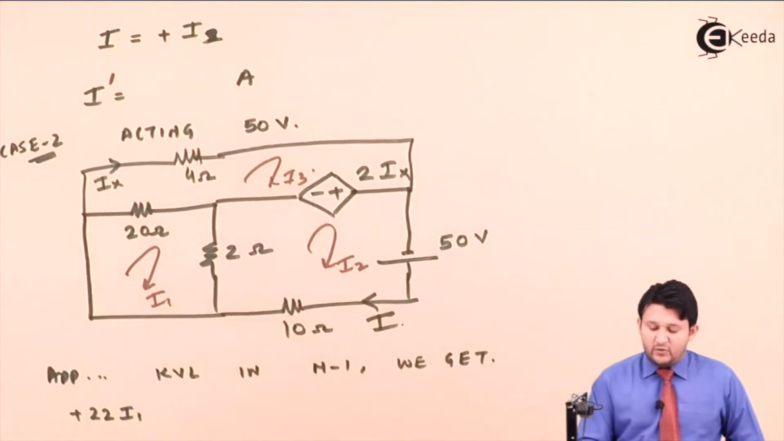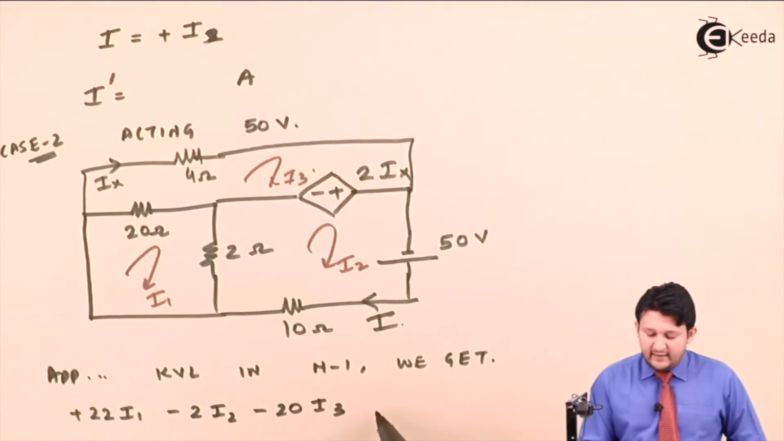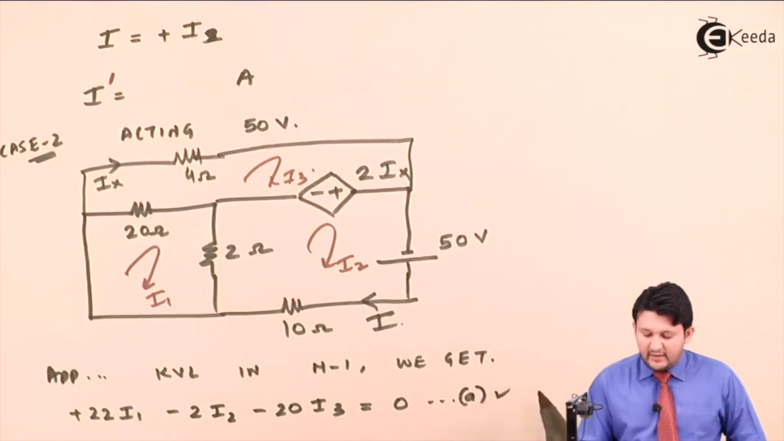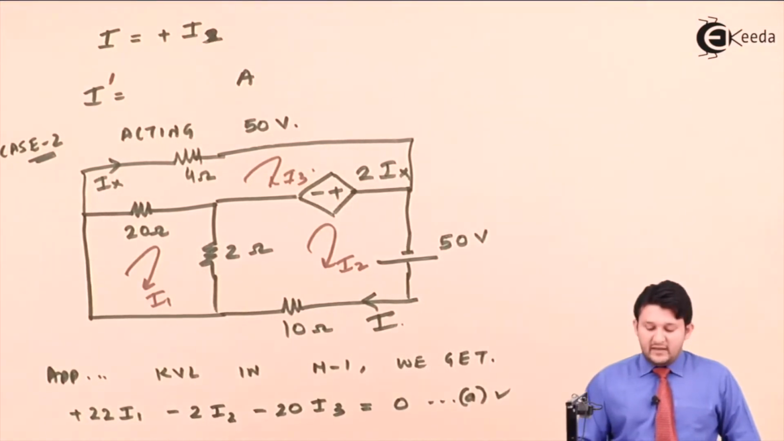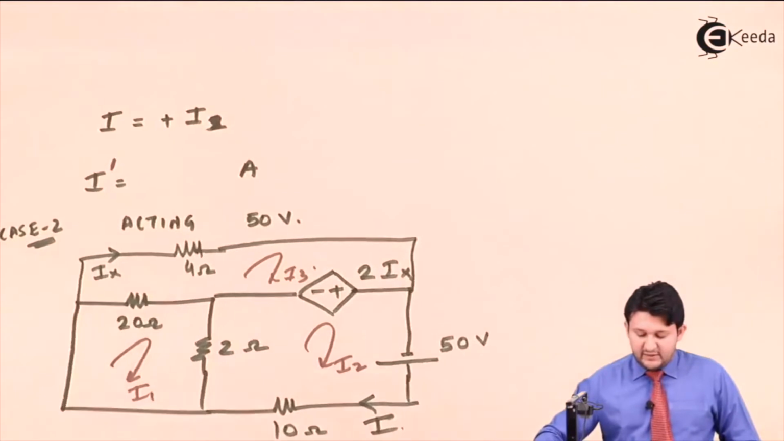I2 and I2. This will be minus 2 I2. This will be minus 20 I3, which will be equal to 0. That will be your condition number 2. Let's go for second mesh.